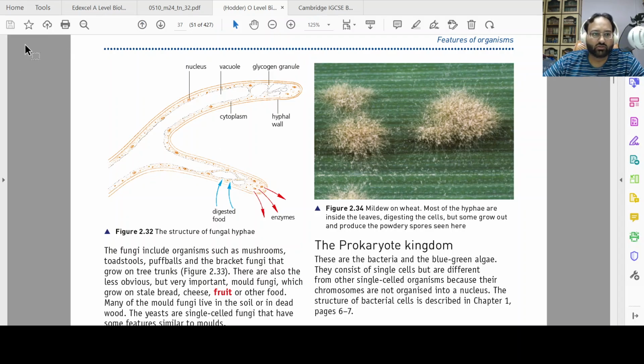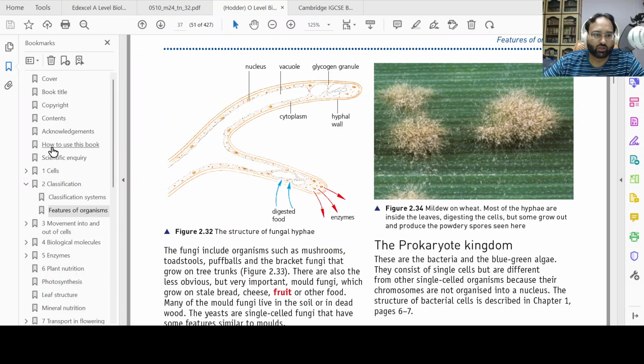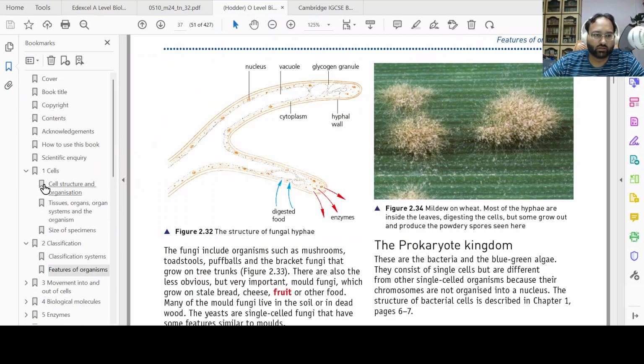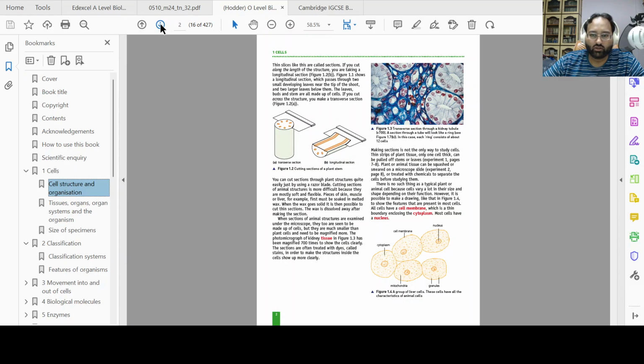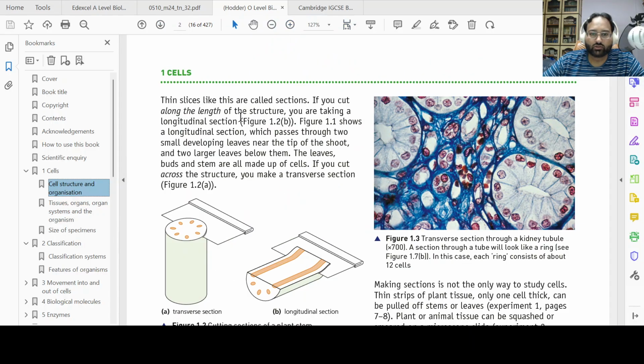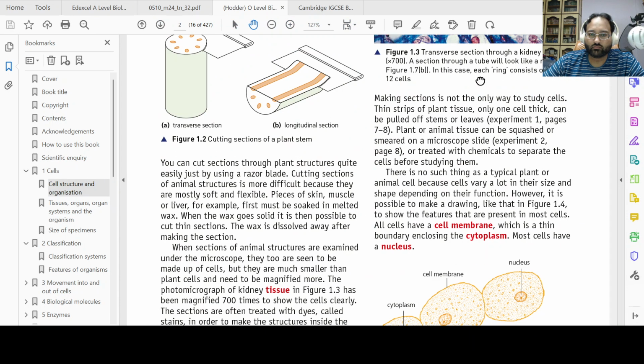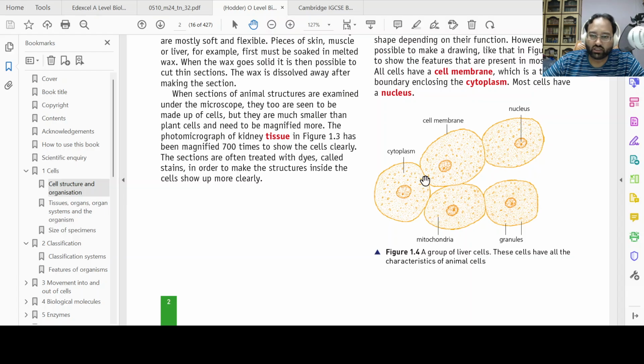So just to draw parallels between what we're talking about, we'll go and take a look. This is what cells would look like. You can see that each cell is an individual compartment.